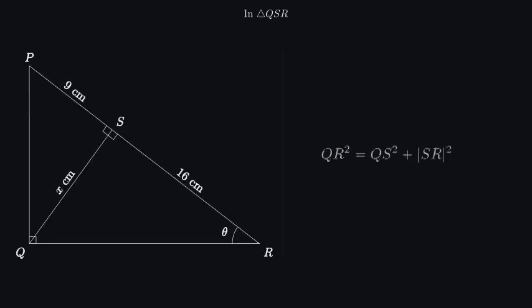Next, use triangle QSR. It is also right-angled at S. In this triangle, QS equals X, SR equals 16, and QR is the hypotenuse. So, QR squared equals X squared plus 256.